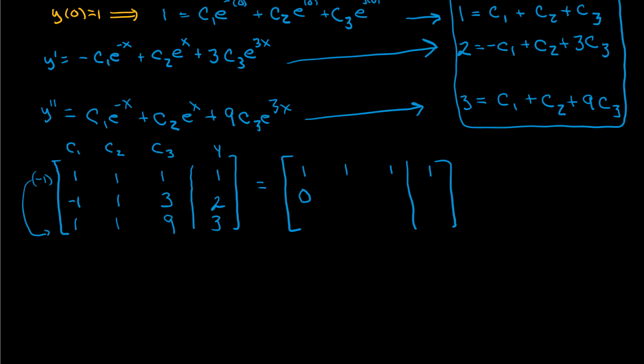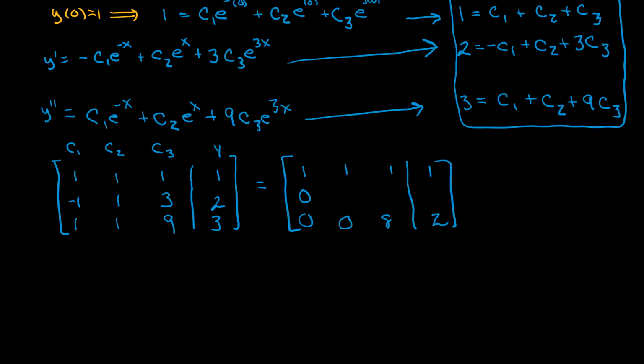So I have a -1 plus 1 is 0. I'm going to have a -1 times 1 is a -1, plus 1 is 0. I'm going to have a -1 times 1 is a -1, plus 9 is 8. And in the third one, I'm going to have a -1 times 1 is a -1, plus 3 is 2.